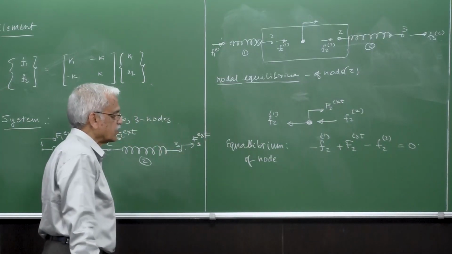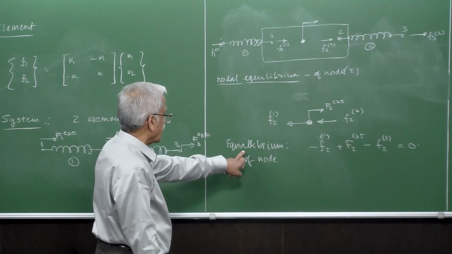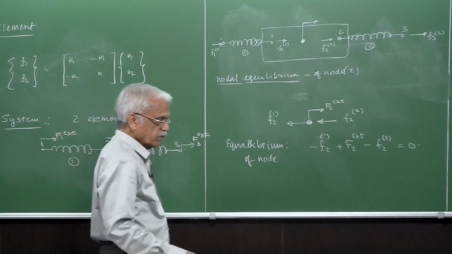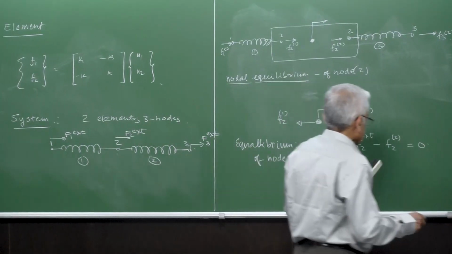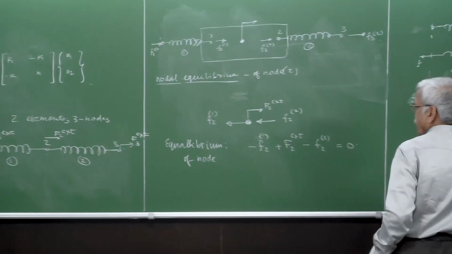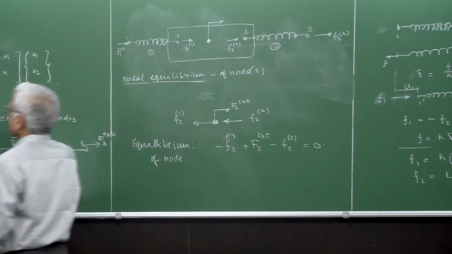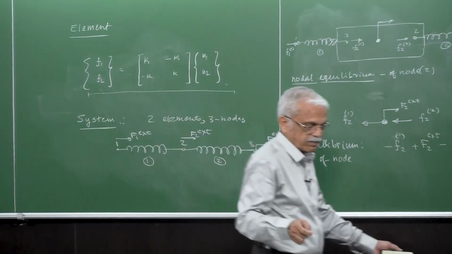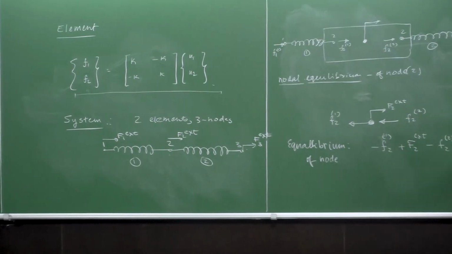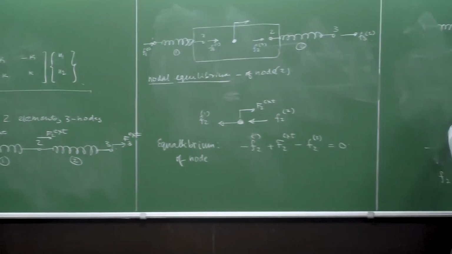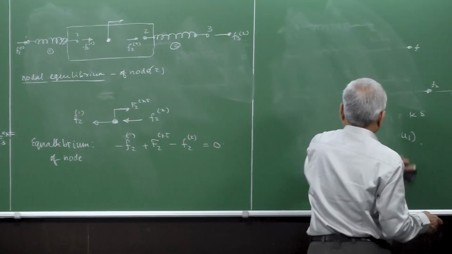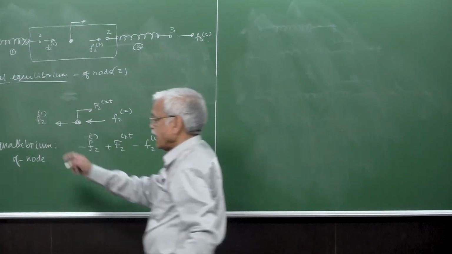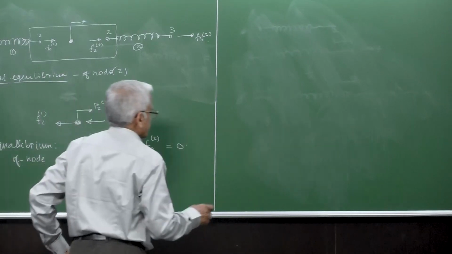Right? So this is how the equilibrium of a node, while this was the equilibrium of the element. So what we do now is write these things. For example, we wrote this equation for any element, and then it can be applied to element 1, element 2. Now let's look at this one. How do we make use of this nodal equilibrium to get the system equilibrium equations?